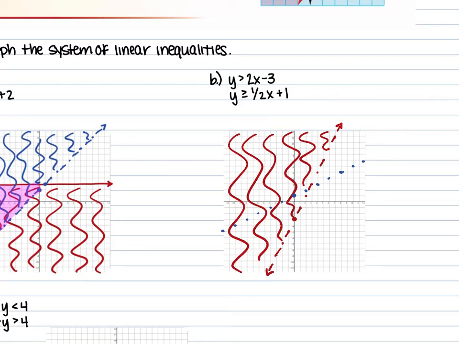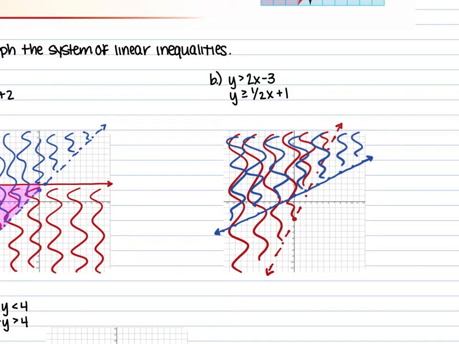This one gets a solid line through these points because it is also equal to. And then we're going to shade above as well because y is greater than or equal to. So the shading that overlaps is just in this area here. So I'm only going to keep the overlap and darken the shading in this area that I have highlighted.